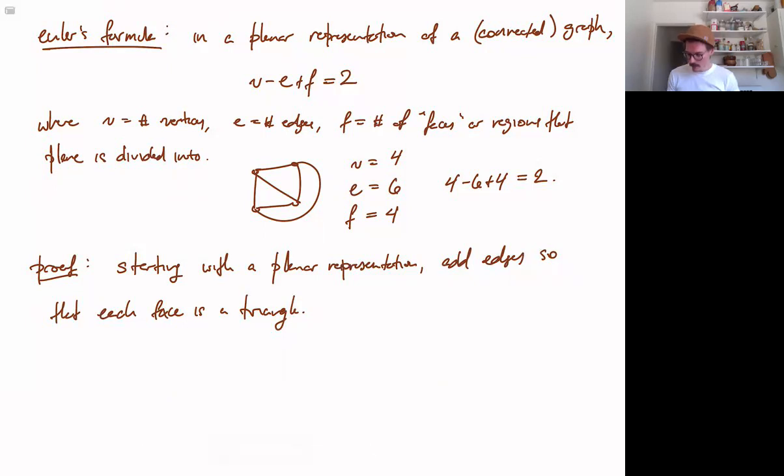So for example, let's take an example that will walk through this entire proof. Here is a planar graph drawn in a planar representation. And all of the faces are triangles, except this one. So we just want to add an edge to make that a triangle.